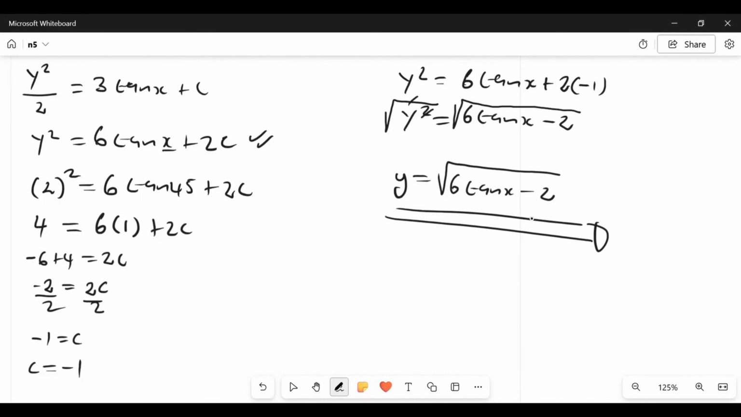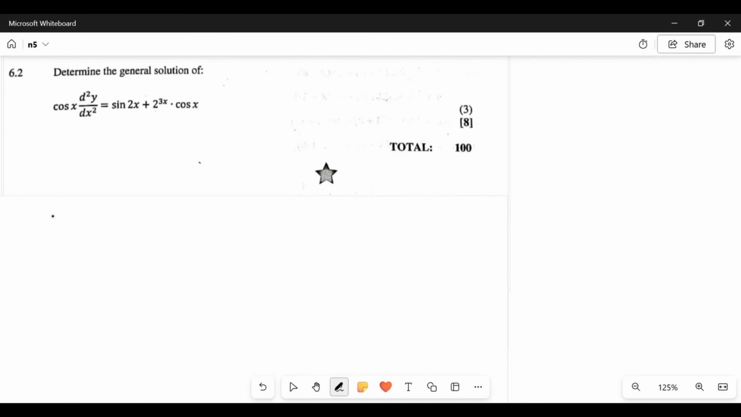All right, people, we are done with 6.1. Let's do 6.2. All right, guys, here is our 6.2. Now, 6.2 goes like this. Determine the general solution of cos x d squared y over dx squared is equal to sine 2x plus 2 to the power of 3x multiplied by cos x. So here they want us to find the general solution.